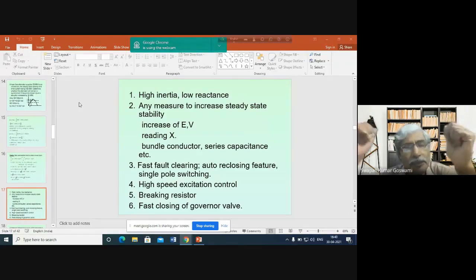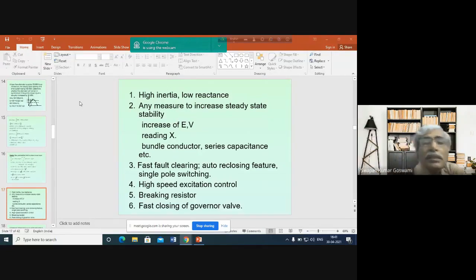What is this fixed limit? That is corresponding to delta equal to 90 degree, assuming that there is no saliency of the generator and there is no resistance of the system. Both are to be considered actually. Okay, there is no resistance at the same time, and there is no saliency of the generator. Generator is cylindrical rotor type. Okay, so under this situation, peak of the power angle curve occurs at delta equal to 90 degree, and the peak power is the limiting power for steady state stability.